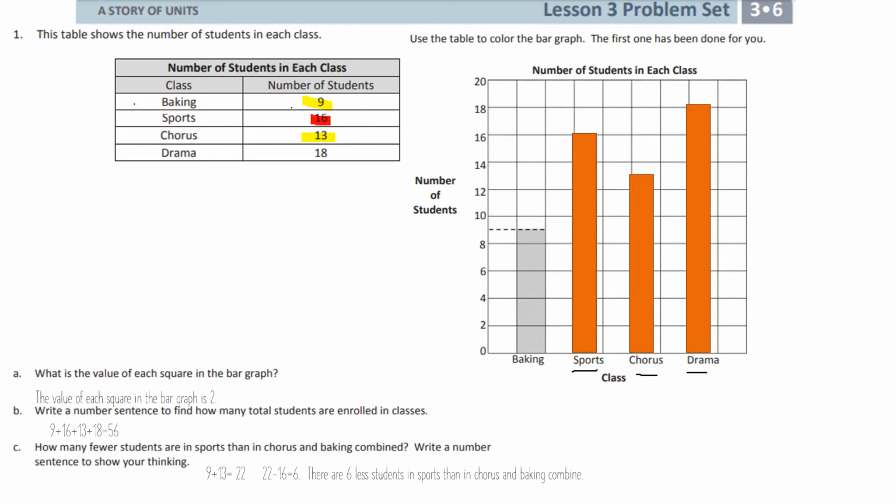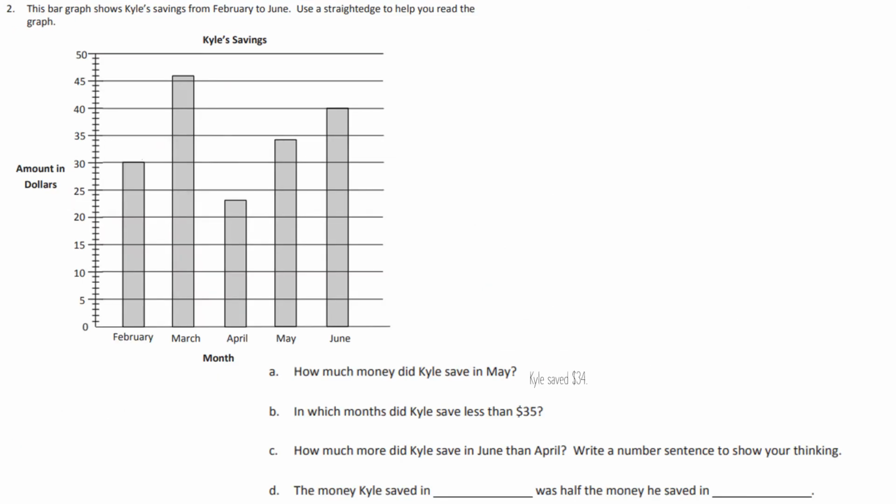So let's keep going. For this one, we're going to be using the bar graph here. It says this bar graph shows Kyle's savings from February to June. Use a straight edge to help you read the bar graph. Now, you might not have a straight edge with you. If you do, great. A straight edge can be a book, it can be a ruler, whatever you have. Maybe you're even using the line tool to draw this to see.